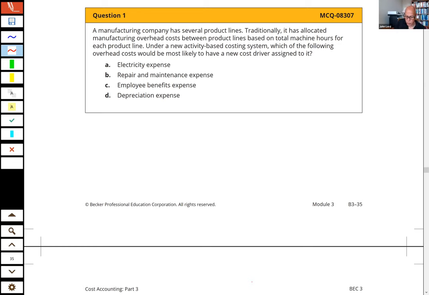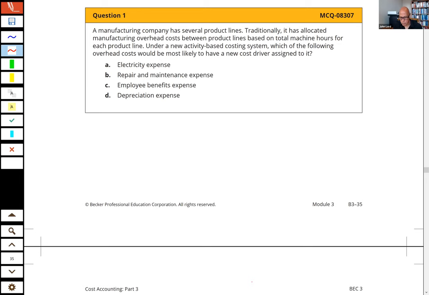Well, if we were using machine costs to allocate our overhead costs to each job, then electricity expense might be a valid driver because machines run on electricity. Repair and maintenance might be a legitimate driver because you have to keep the machines maintained and repaired in order to use them. Depreciation expense might be reasonable because we're depreciating that equipment, right?